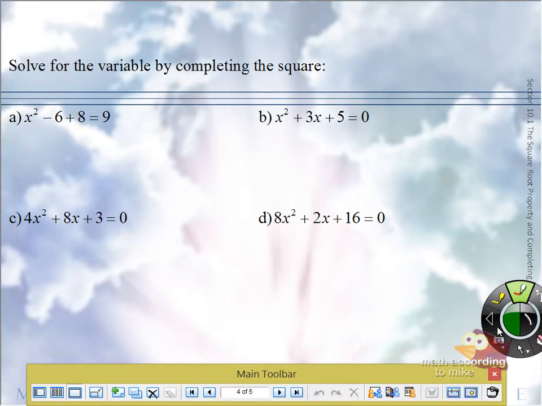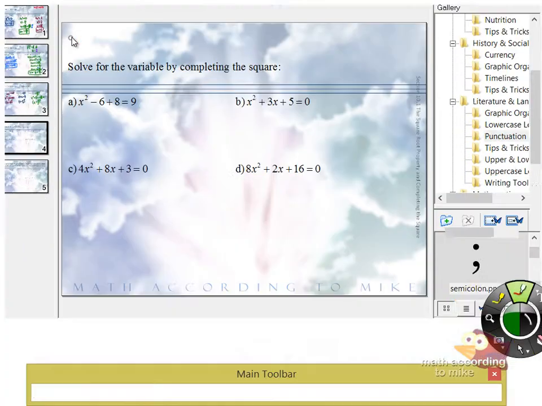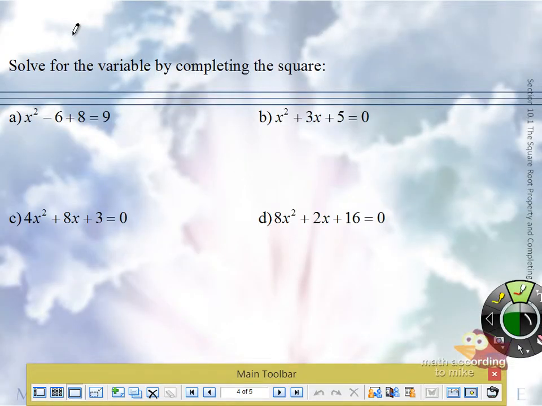So unlike our previous examples, these are now equations. So keep that in mind. We are going to solve for the variable, and we're going to use the process of completing the square. And I just found the typo in part A. There's an x missing. That should be minus 6x. My bad.